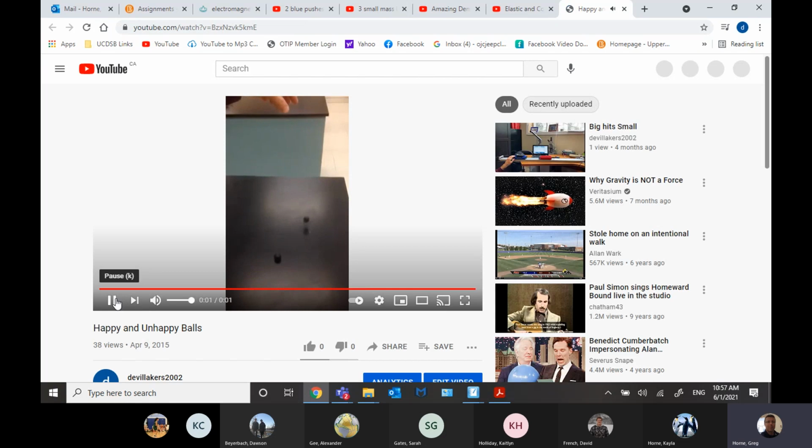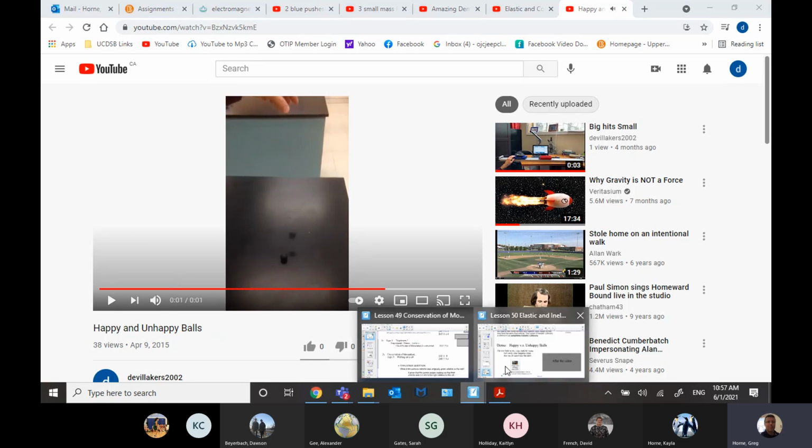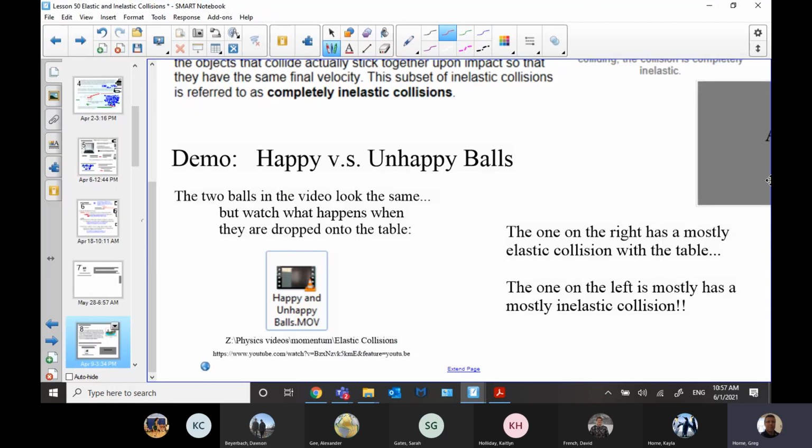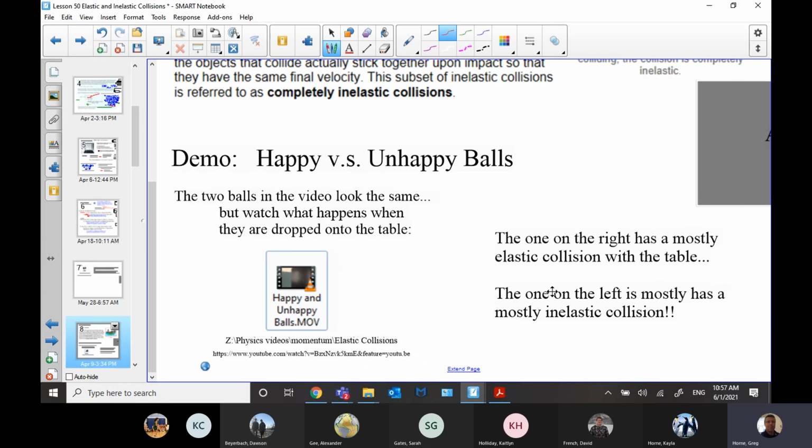So there's happy and unhappy. You can see why they're called happy and unhappy, right? Got these two black balls. One bounces, one barely bounces at all. So we've got happy and unhappy, as they're affectionately called. The one on the right has a mostly elastic collision, bounces well. The one on the left has a mostly inelastic collision.